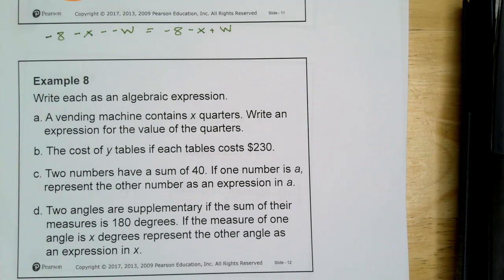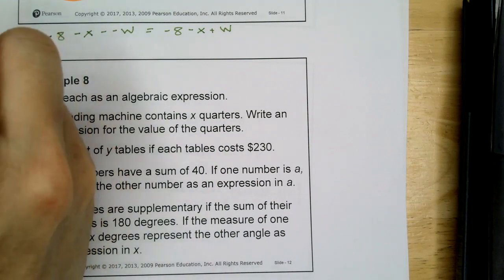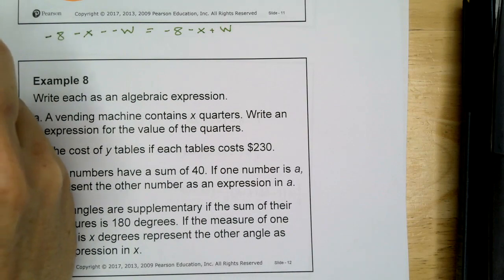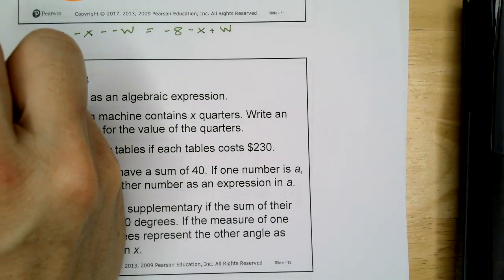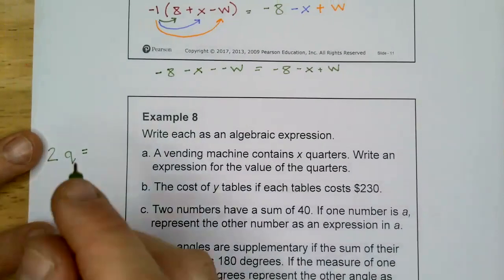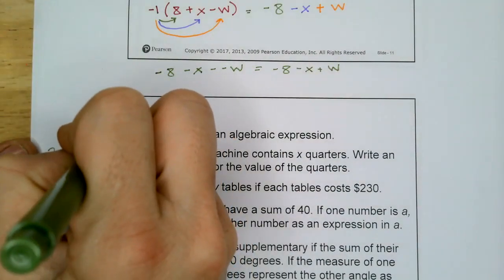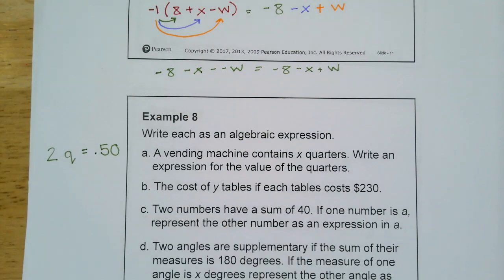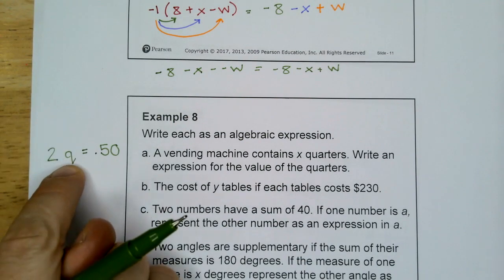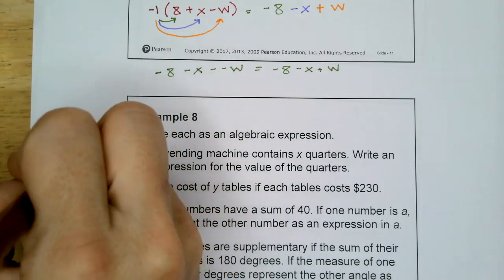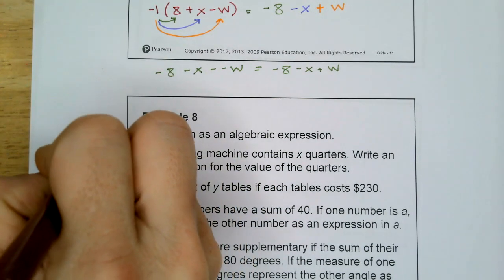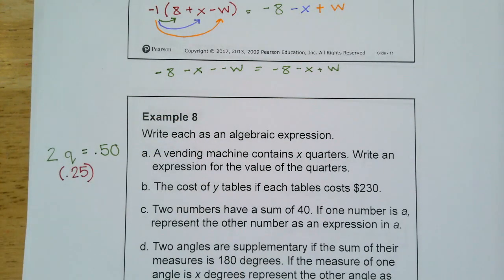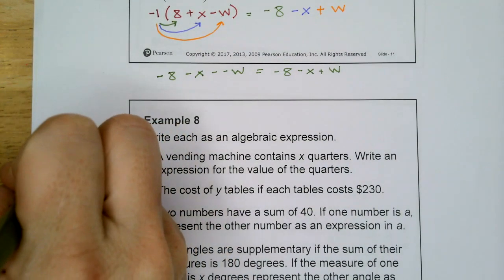If I had 2 quarters, what would the value be? 2 quarters, I would have, ooh, I'm sorry, you can't see it. 2 quarters is 50 cents, right? Because I multiplied 2 times 0.25. Good. Using that philosophy, take a variable, multiply it by 0.25, right? The variable is what you do not know.